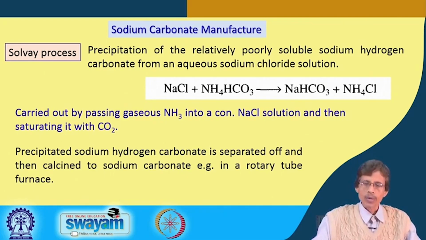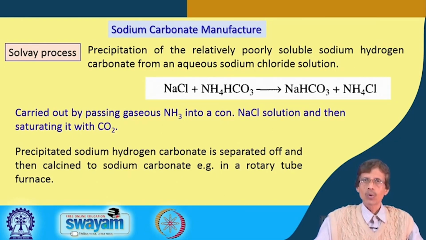That sodium bicarbonate is taken away in its precipitated form. The precipitated sodium hydrogen carbonate is separated off and then calcined, that means heated at high temperature, to sodium carbonate in a specially designed furnace known as a rotary tube furnace. If the question is asked where we use the rotary tube furnace, the answer is very simple: it is for calcination, that means the thermal degradation of sodium bicarbonate is achieved in the rotary tube furnace. The whole process is known as the Solvay process.